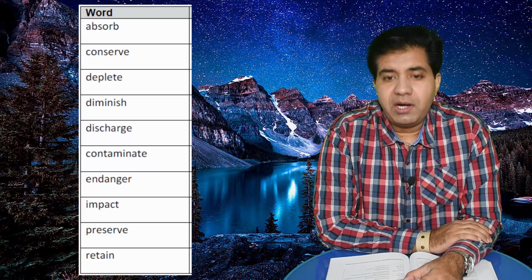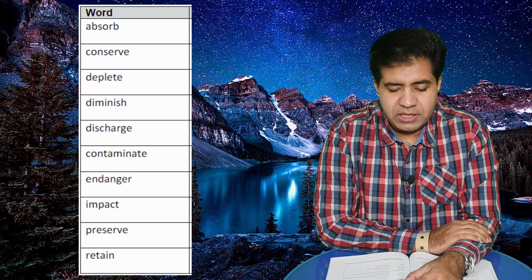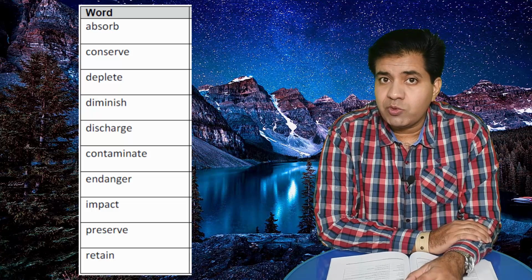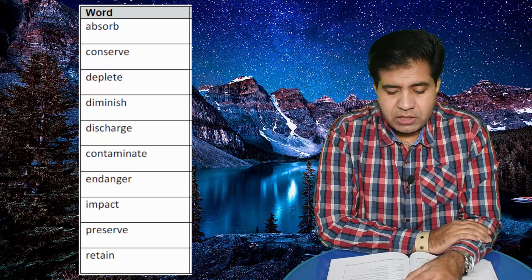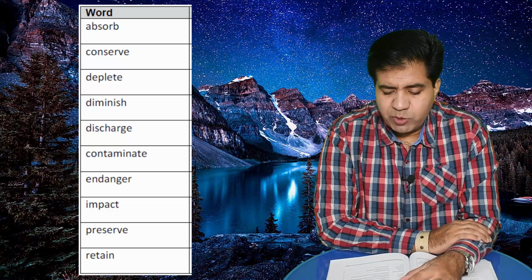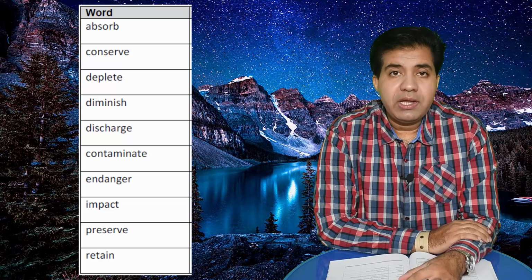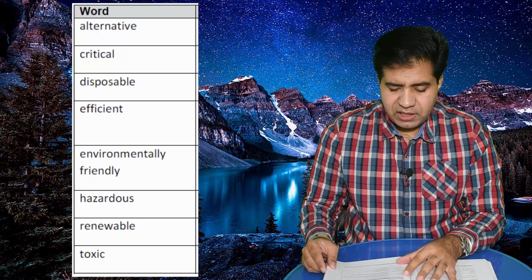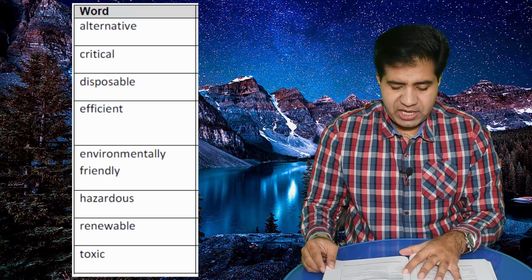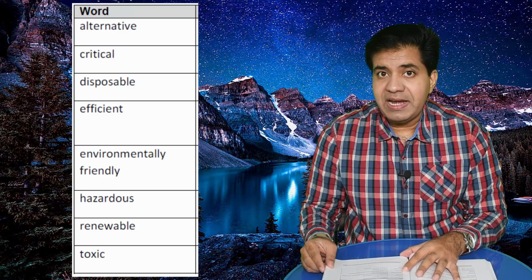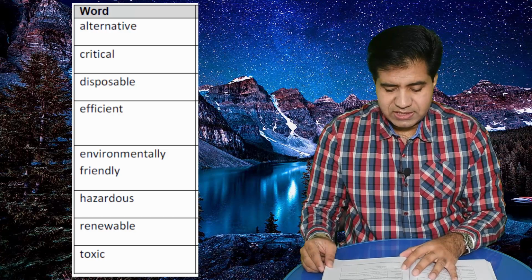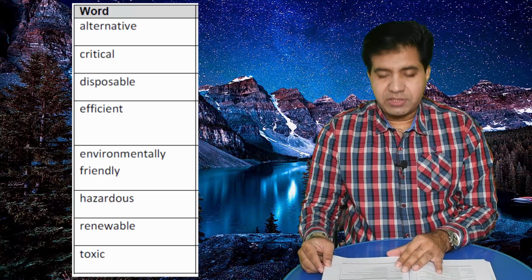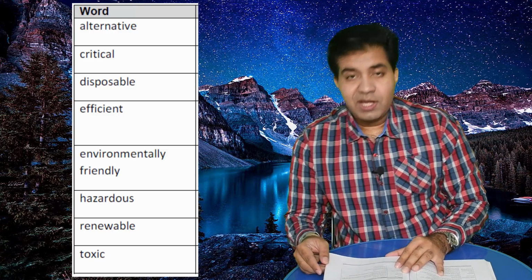Now the verbs are absorb, conserve, deplete. Deplete means to use up. Diminish, discharge, contaminate, endanger. Endanger means to put something or someone in danger. Impact, preserve, retain. And the adjectives are alternative, critical, disposable, efficient, environmentally friendly, hazardous, renewable, and toxic. Toxic is something that is poisonous.